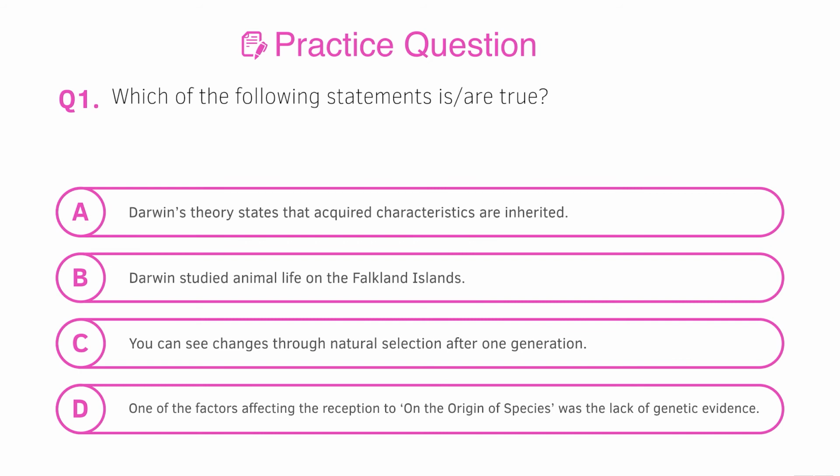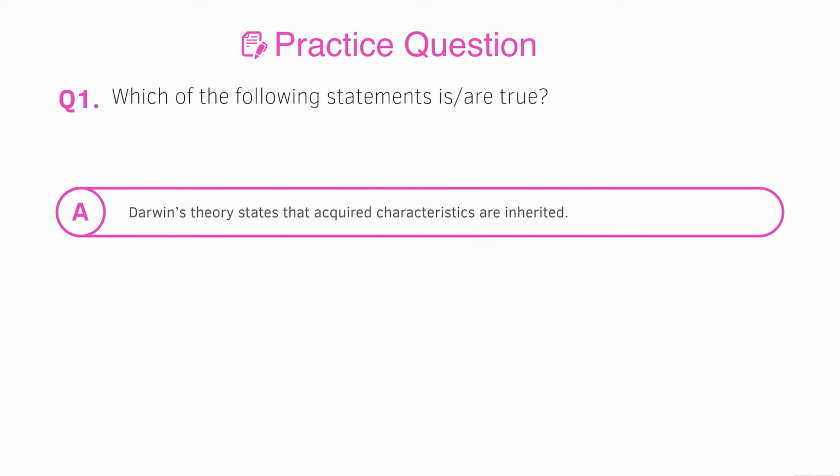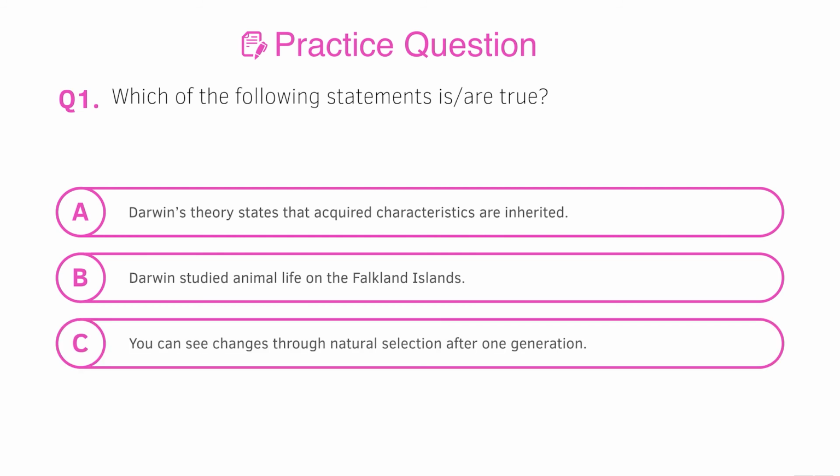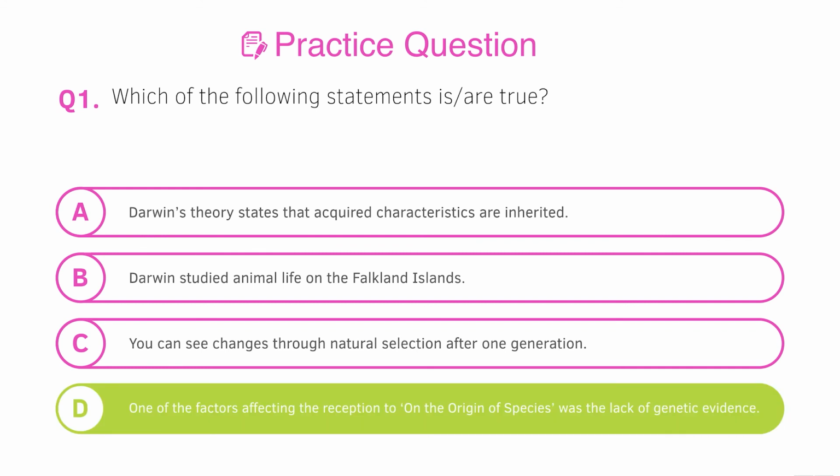Okay, let's go through some answers. So statement A, Darwin's theory states that acquired characteristics are inherited. No, that's Lamarck's theory, so that's false. B is also false because it was the Galapagos Islands. C is false, so you can see changes through natural selection after many, many generations. And D, one of the factors affecting the reception to On the Origin of Species was the lack of genetic evidence. That is true.